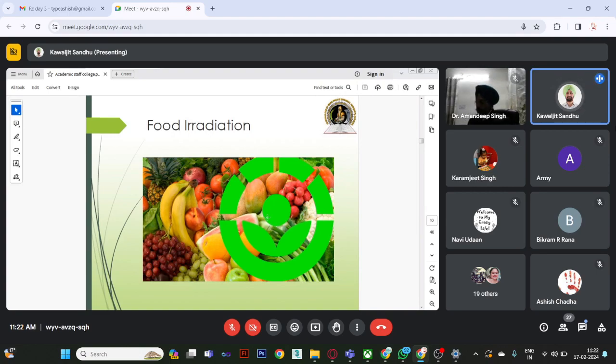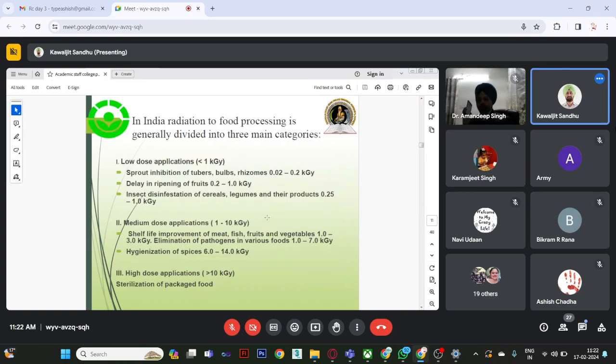And in India especially, because we have power crisis, irradiating food is a very good mode for food preservation. We find difficulty in tuber formation in potatoes and onions, and once irradiated, this problem of tuber formation can be avoided. I've told you about low dose application in sprouts and tubers, delay ripening in fruits, insect disinfection. Medium dose is applied for meat, fish, fruits, vegetable, and elimination of pathogens. High dose is applied when we go for sterilization of packaged food materials.